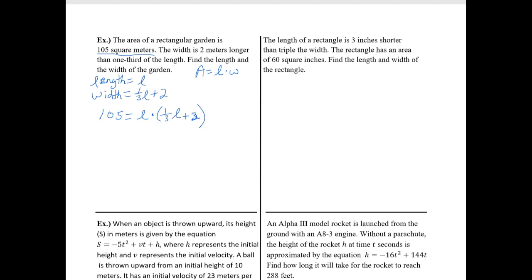Then I'm going to go ahead and distribute. So I need to get rid of those parentheses first. So 1/3 L times L would be 1/3 L squared, and L times 2 would be 2L. Then I need to get rid of this fraction. I don't want to deal with that fraction. It makes it difficult for factoring. So I have to multiply both sides of my equation by the denominator, right? I don't want this 3 here, so I'm going to multiply both sides by 3 to clear out that fraction.